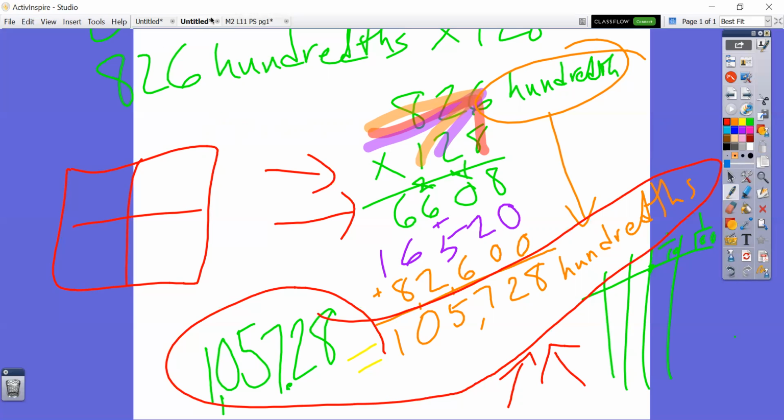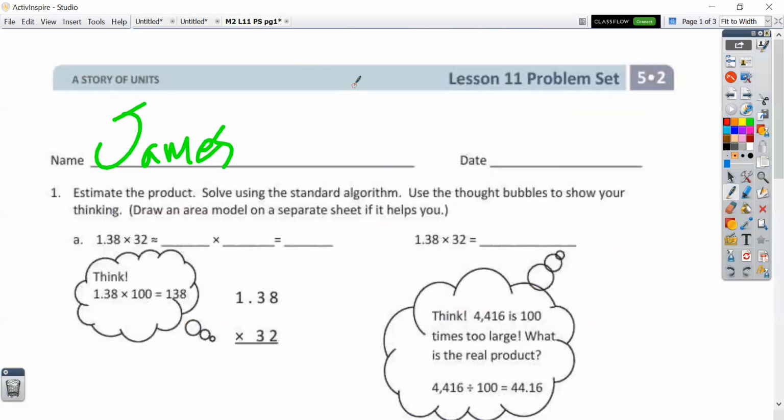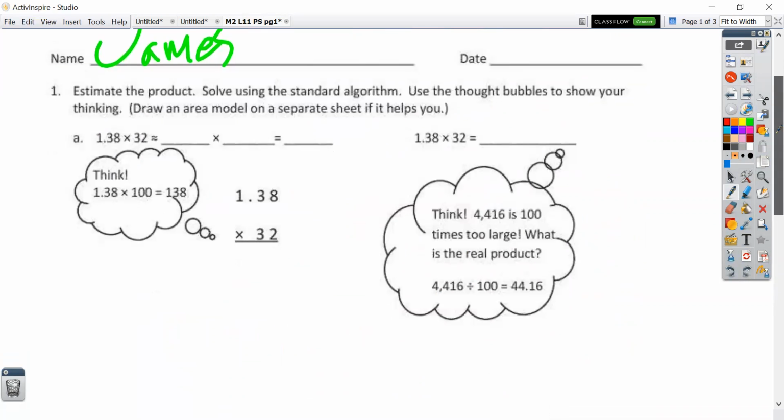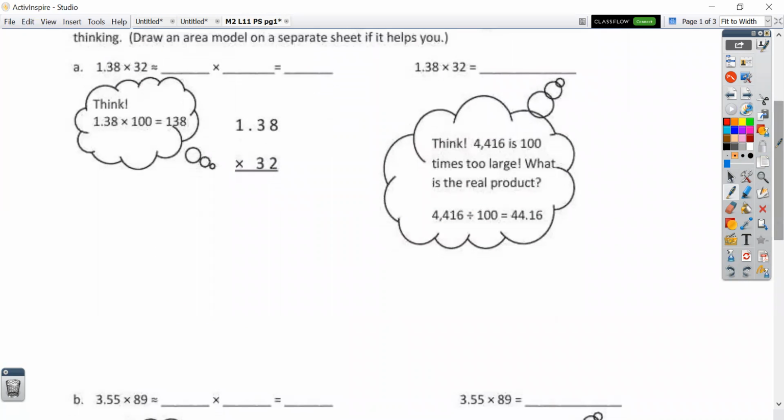So with that said, let's go ahead and get to our problem set. Now, here's where I was talking about how they were asking us to estimate.